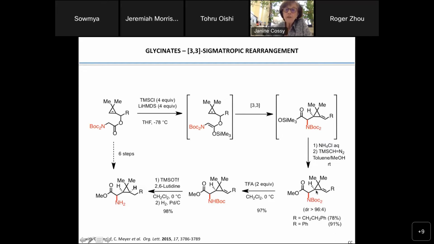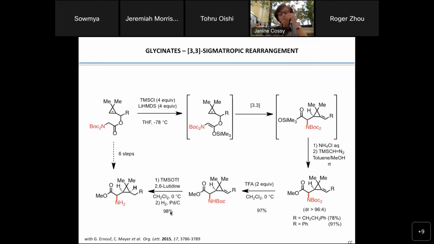Now, of course, if you want to have the formation of this amino ester from this compound that we have synthesized previously, you have to cleave this Boc group. So at first, we treated this compound with TFA. We got only the mono deprotection. And if we wanted to have the cleavage of this Boc group, we used TMS triflate, and then after hydrogenation, we got the formation of this aminocyclopropane with a good control of these 3 stereogenic centers. And the yield is not too bad, 98%.